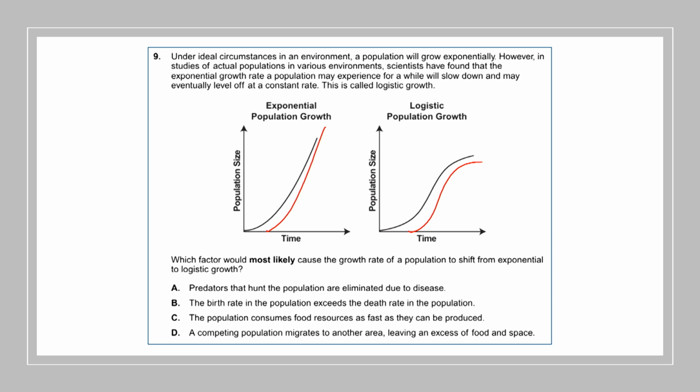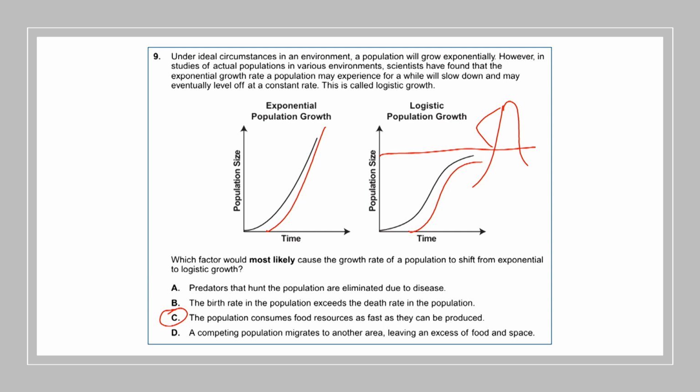To me, I like C the most. It says the population consumes food resources as fast as they can be produced. So at this level, about this level, this is about as much food that this environment has to support a population. It can't really go over this line, because if it starts going over this line, all of these organisms are not going to have either food or water or something. And that's going to drive the population down below that line. So I think C is the best answer here.